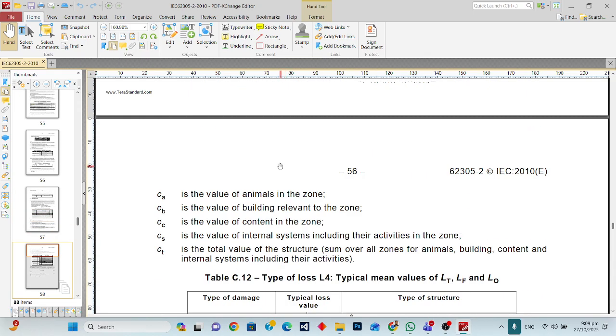I have shared the standard in the group, and also the notes in the group, for your information and for your learning purpose. And if you prepare any other notes yourself, you will share them with me also, because this risk assessment is a difficult topic which I have given in the course.